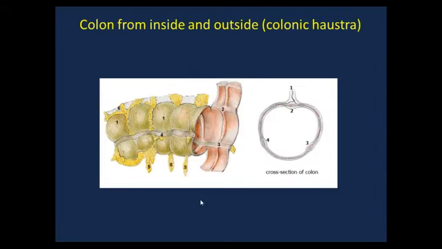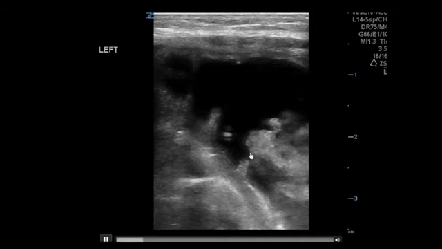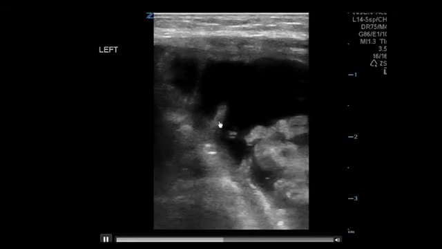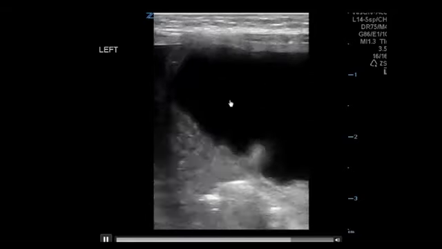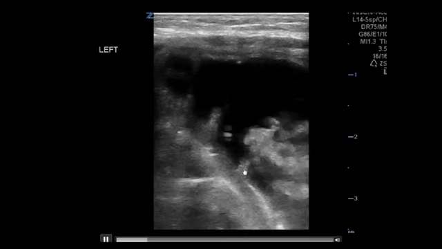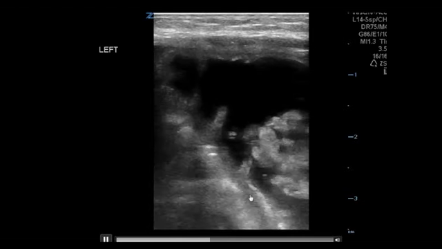What about colon? Colon from inside and outside can be identified by the presence of colonic hastra. So colonic hastra look like circles or balls from inside and outside, and this can be seen by ultrasound. So that's a colonic hastra from inside and also from outside.